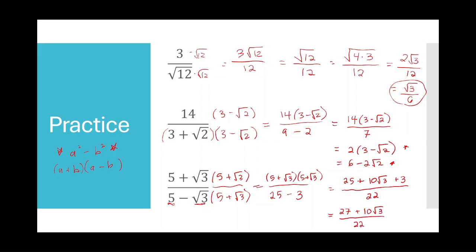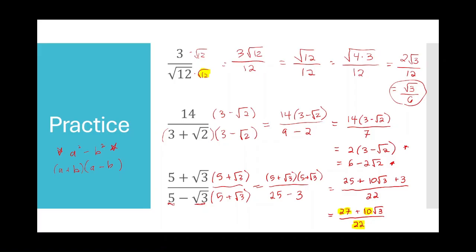And my last step would be to see if there's anything that could come out of all of my terms. If there's something I can simplify, it needs to divide out of all of my terms. And when I say that, I mean it has to come out of 27 and 10 and 22. Like I could cancel a 2 out of 10 and 22, but I can't cancel that out of 27 and 22. So this is about as simple as it's going to go. We can't simplify this any further.